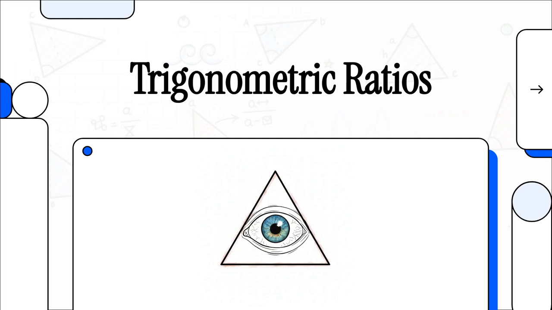Welcome to the Explainer. Today, we're going to break down trigonometry by looking at its most fundamental building blocks. You'll see how a few simple ratios, all coming from a basic right triangle, unlock this incredibly powerful way to measure the world around us.